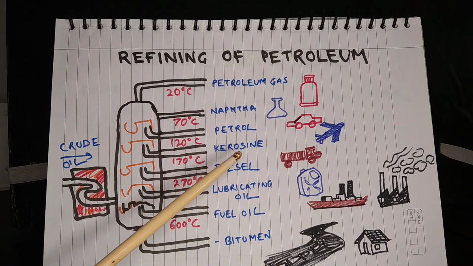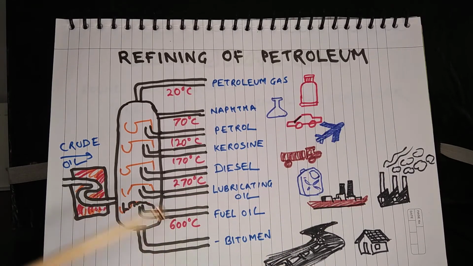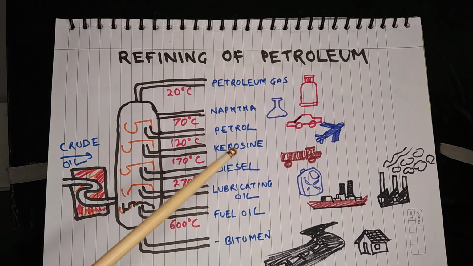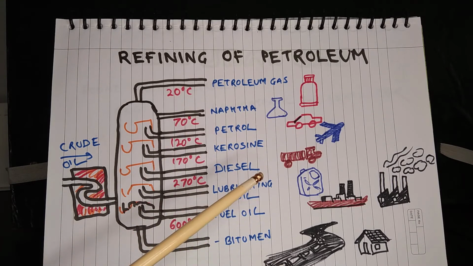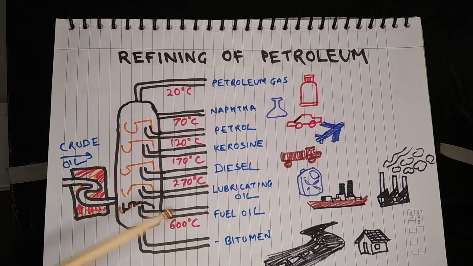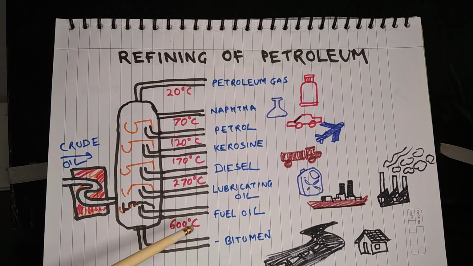At 170 degrees Celsius, we get kerosene, which is used as jet fuel, that is fuel for aircrafts. At 270 degrees Celsius, we get diesel. Diesel is used as fuel for heavy vehicles like trucks, tractors and even for railway engines. At a temperature higher than this, we get lubricating oil, which is used for lubrication of machine parts. At about 600 degrees Celsius, we get fuel oil, which is used as fuel for ships and in factories.